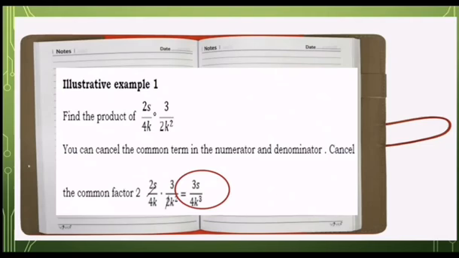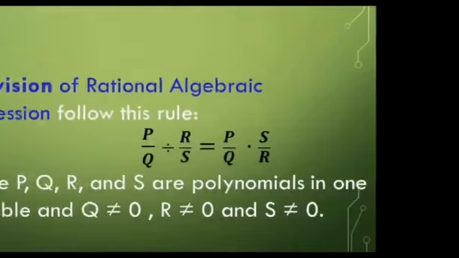Illustrative example number 1. Find the product of 2s over 4k and 3 over 2k squared. You can cancel the common term in the numerator and denominator. Cancel the common factor 2. Then multiply the remaining factors. s times 3 equals 3s and 4k times k squared equals 4k cubed. Therefore, the product is 3s over 4k cubed.